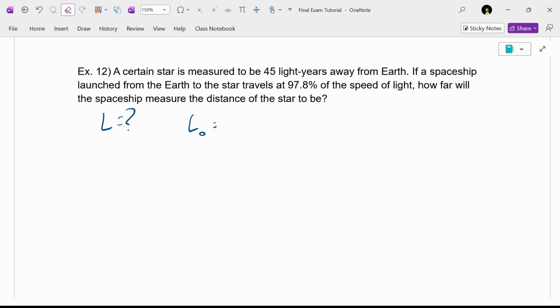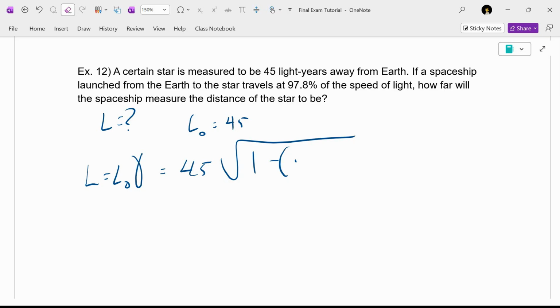The length we measured when Earth was at rest was 45. Now it's light years, but I said Einstein's equations are unit agnostic. You can put whatever units in you want and you'll get the same units out. You don't have to convert everything to meters. So L equals L0 times the square root thing. It's going to be 45 times the square root of 1 minus 97.8%. Can you convert that, please? I hope you're all okay with doing that, preferably in your head. Otherwise, it's divide by 100.